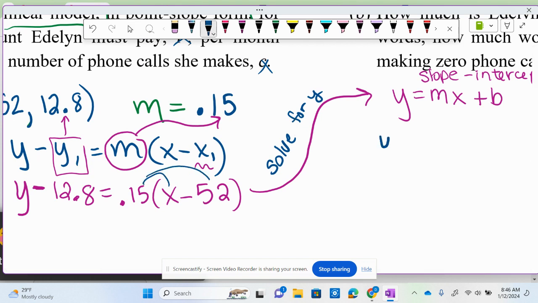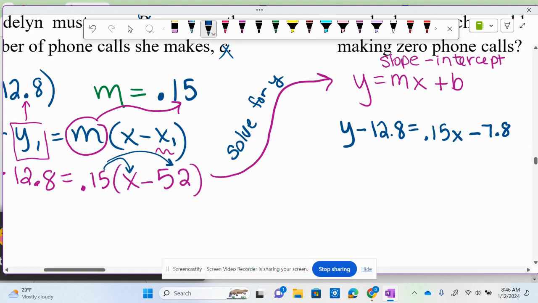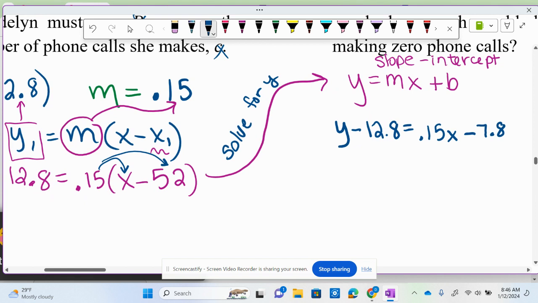Okay. So I have Y minus 12.8 equals, well, 0.15 times X is 0.15X. I need somebody to use their calculator and take 0.15 times negative 52 and tell me what that is going to be. Negative 7.8. Thank you. Okay. So now, what do I do? I'm trying to get Y all by itself. Yeah, good job.